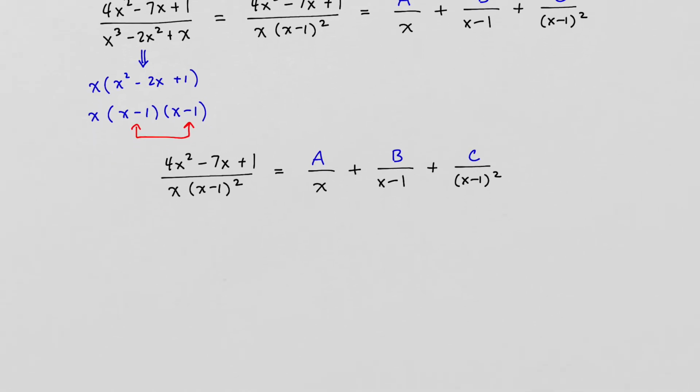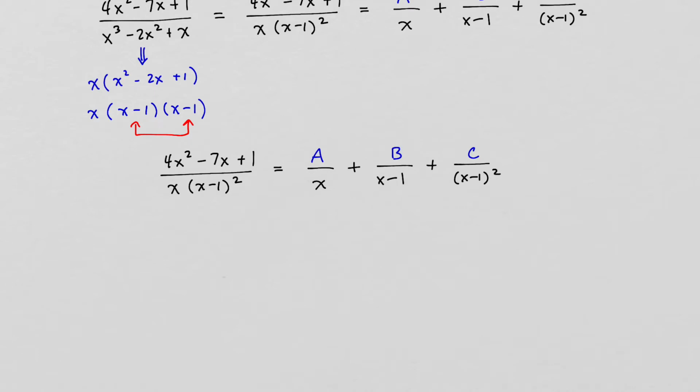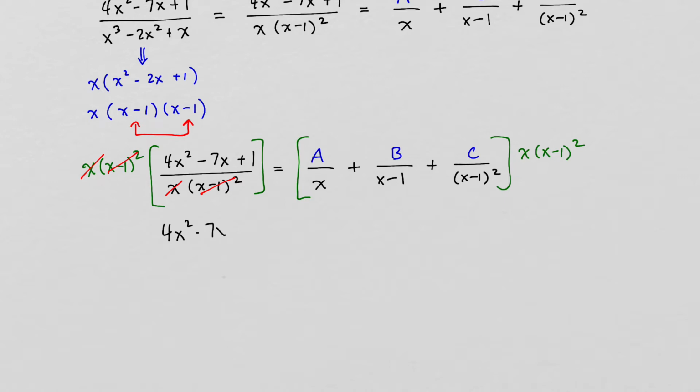So the first thing I'm going to do is multiply both sides by the least common denominator. So I'm going to multiply both sides by x and also (x minus 1) squared. And doing this is going to get rid of all the fractions. On the left-hand side, it's very straightforward. The factors here cancel out, and we are left with 4x squared minus 7x plus 1.